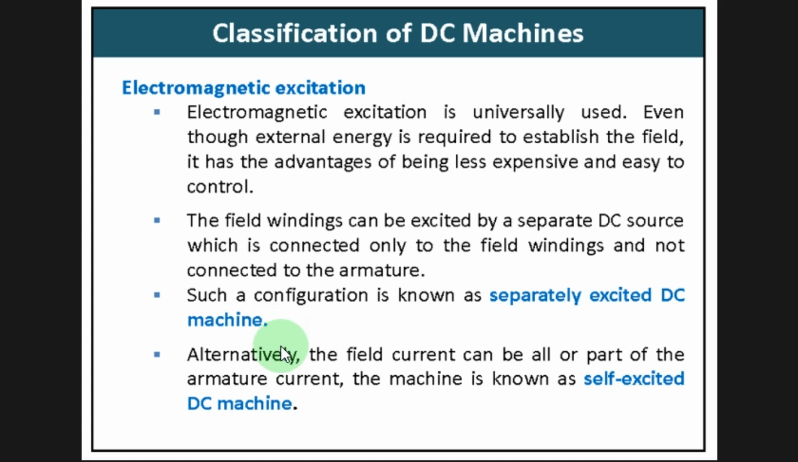Okay. Alternatively, the field current can be all or part of the armature current. That means the field coil and the armature coil are interconnected, so that part of the armature current or the full current is also going through the field windings. It can be the same supply, or maybe even a different supply, but there is a relationship between the armature current and the field current. Then it is known as a self-excited DC machine.